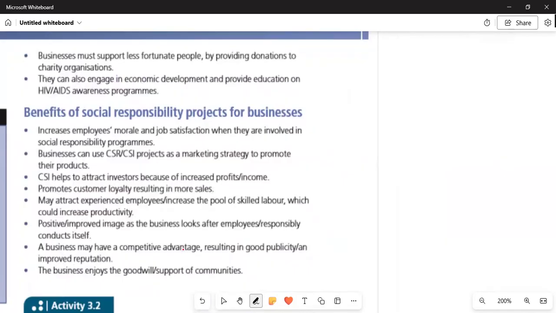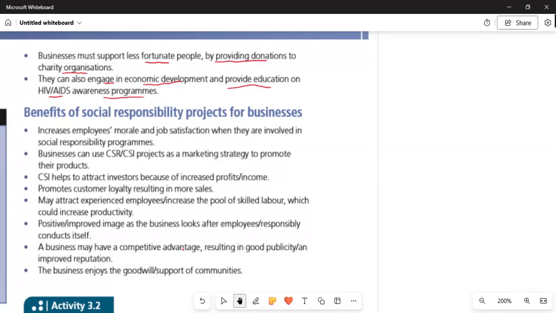Also, business must support less fortunate people by providing donations to charity organizations. They can also engage in economic development and provide education on HIV awareness and programs. So this is how the business can help or give back to the community where their business is established. They can do that by making sure that they uplift the community. They are going to take care of the well-being of the community.